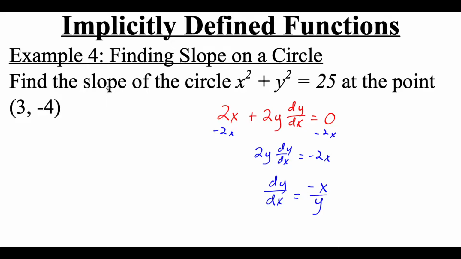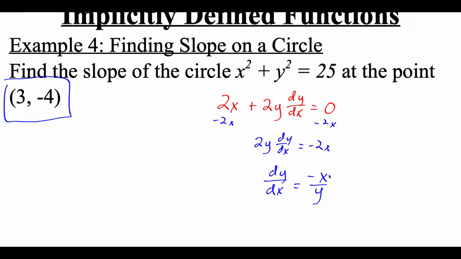Now if I want to find the slope of the circle at that specific point, I'm looking at this x value and this y value. My derivative has both x and y in it, so I want to plug both of these values in the appropriate spots. The x value from the ordered pair is 3, so we get negative 3 on top. The y value from the ordered pair is negative 4. If we have negative 3 over negative 4, that just turns into positive 3/4. So 3/4 is the slope of that circle at the point (3, -4).